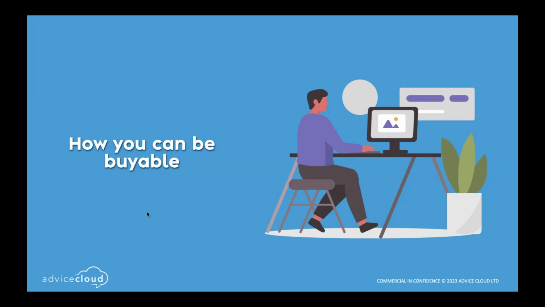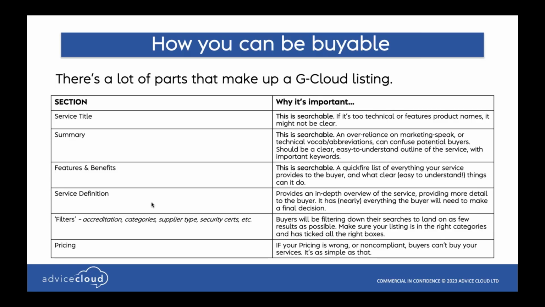So how can you be more buyable? What is important here? There's a number of moving parts that make up a G Cloud listing. First of all, you've got the service title, summary, features, and benefits. These are probably the most important in terms of coming up in searches. All of those words are searchable within the search button that you have on Digital Marketplace. That's if you can find it, of course, thanks to the new PPG.